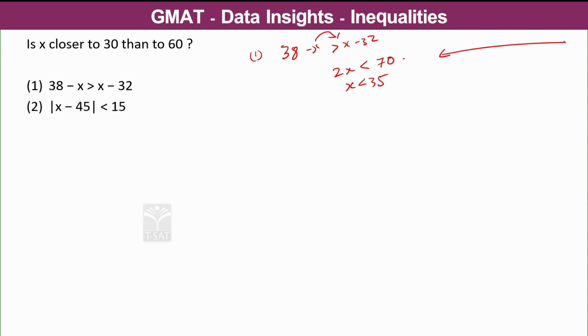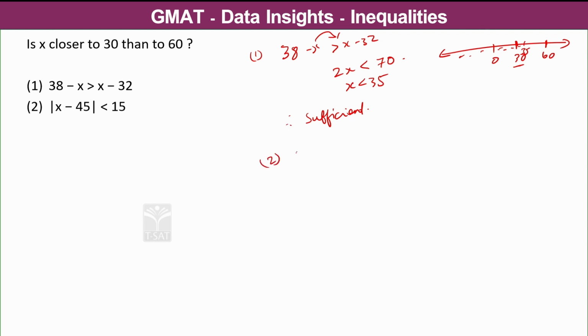Looking at the number line, you want to know whether x is closer to 30 or to 60, and it is always less than 35. So, x will lie anywhere less than 35. Definitely its distance from 30 will always be less than its distance from 60. Therefore, it is closer to 30 for sure. So, this option alone is sufficient to answer the question.